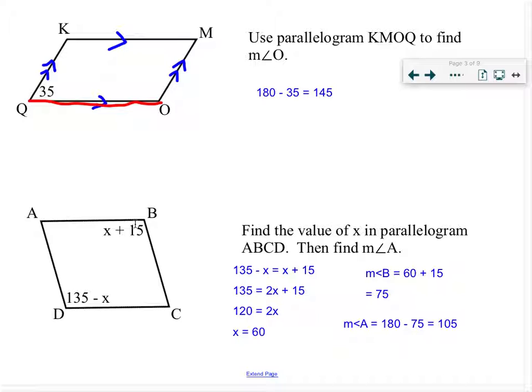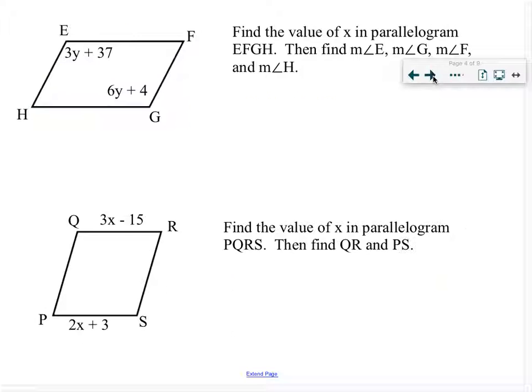But that's not what they asked me for. They asked me for angle A. So now that I know this is 75, I know angle A and angle B are same side interior angles, so they're with parallel lines. They must be supplementary. So to find angle A, I did 180 minus the 75 degrees I found for angle B, and angle A is 105.